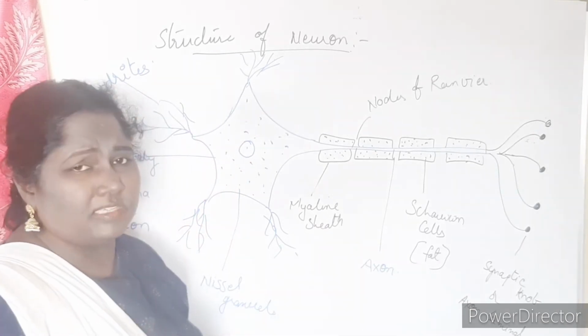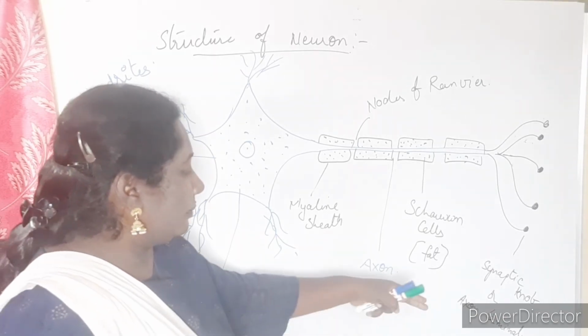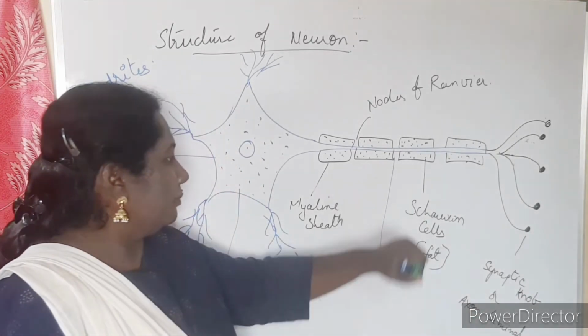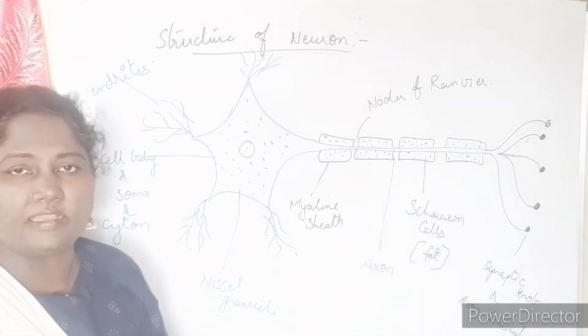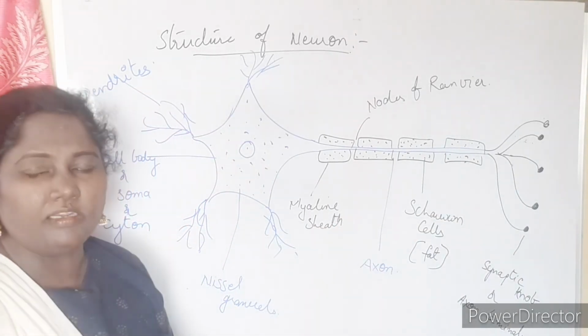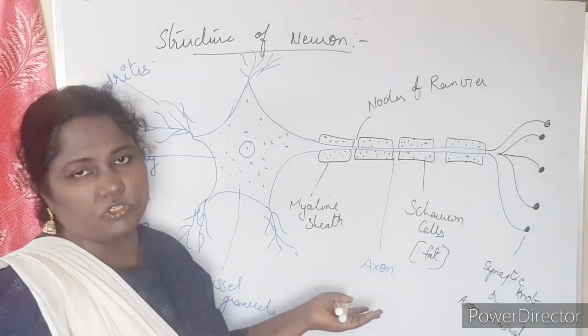So there synapses happen. So what is a synapse? Everything we'll see in the next video. But up to here, these are called axon terminals or synaptic knobs. And in between the myelin sheath, we can observe small gaps, and these gaps are nothing but nodes of Ranvier. So this is the typical structure of a neuron.